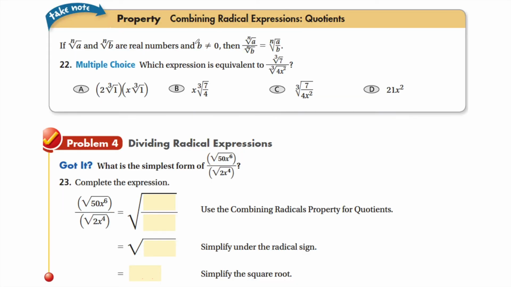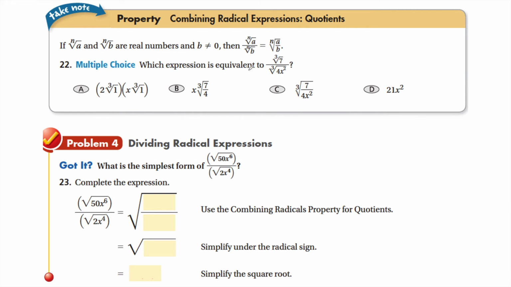Property: combining radical expressions, quotients. So essentially, instead of doing the multiplication version, we're going to now start dividing. If the nth root of a and the nth root of b are all real numbers and b doesn't equal 0, then the nth root of a divided by the nth root of b equals the nth root of a divided by b. Virtually, it's the exact same rule. If the indexes match, then they're going to be able to be divided on the inside of the radical each and every time.